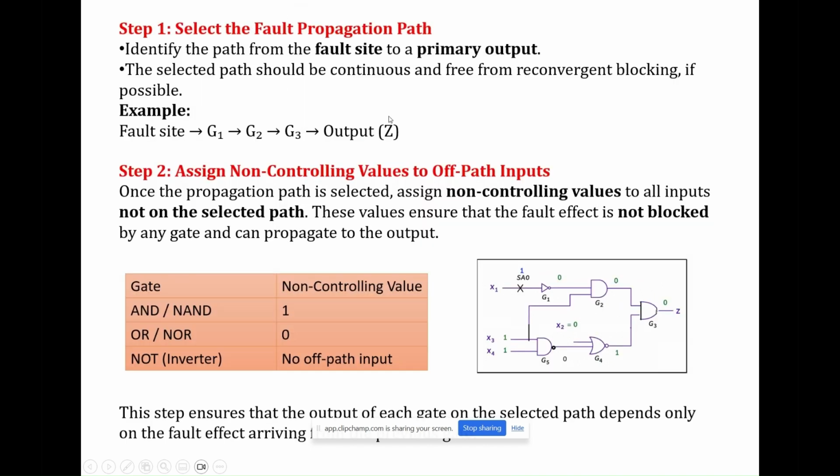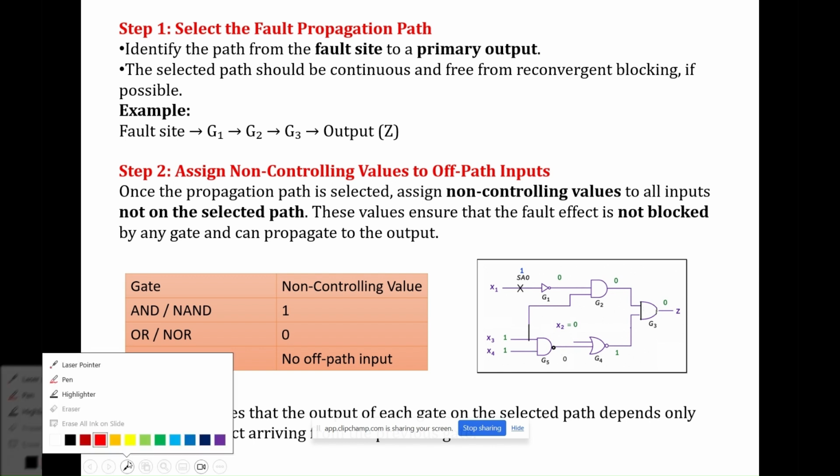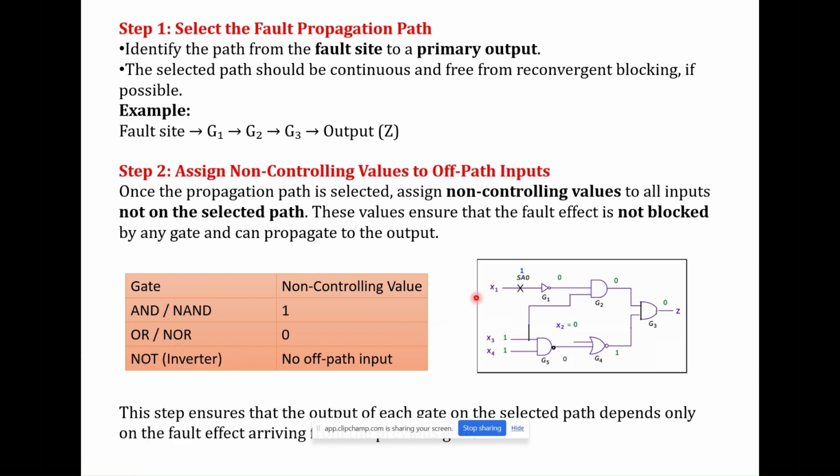So, coming on to the various steps involved in path sensitization, the first step is to select the fault propagation path. Here, if you look into the circuit, there are many paths from input to output. For example, for X1, it is through G1, G2 and G3. Another path is X3 through G2, G3. Another path is X4 through G4, G3. So these many paths are there, but the fault propagation path is G1, G2, G3.